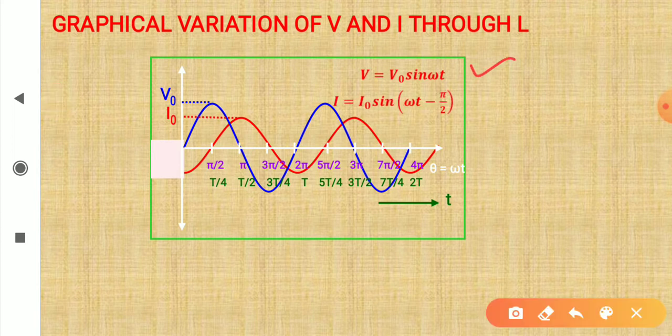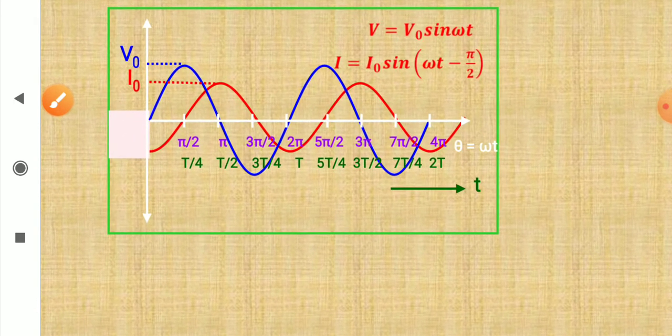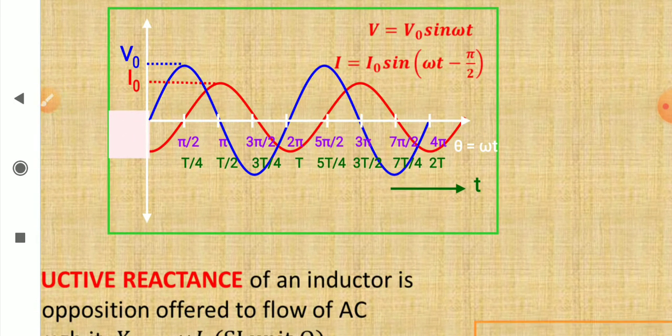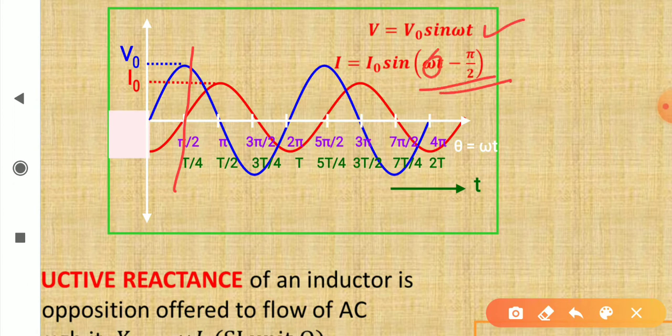If you look at these two relations, when t is equal to 0, the voltage is 0, and when t is equal to 0, then sine minus pi by 2 will give you minus 1. That means the current will be equal to minus I naught. So here it is minus I naught. And when this is at pi by 2, when this becomes maximum, then omega t, pi by 2 minus pi by 2, becomes 0. So I is equal to 0, as you can see.